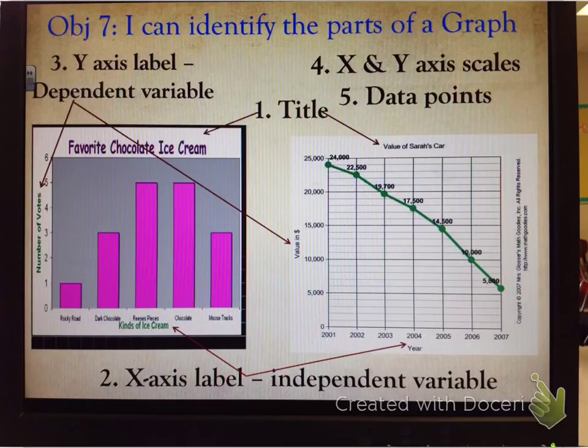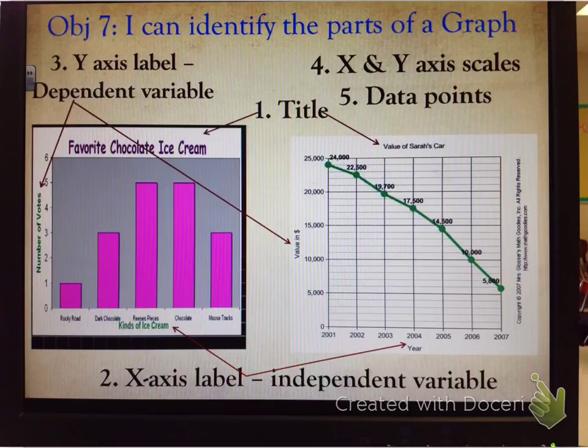The second thing is it needs to have its x-axis labeled. Now the x-axis is the axis that's on the bottom. So the bottom part of the graph is your x-axis, and it should be labeled to let you know what your independent variable is. So in the bar graph, it's kinds of ice cream, and in the line graph, it's the year. You'll see 2001 to 2007, those are the different years. And then from Rocky Road ice cream to Moose Tracks, those are the different kinds of chocolate ice cream.